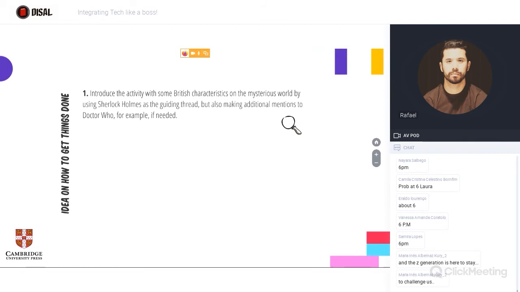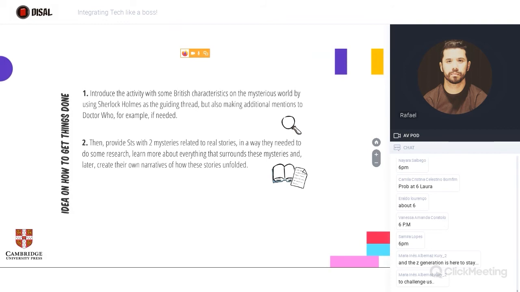And please notice this introductory mention to Mr. Holmes only serves to justify this investigative work that I expected them to do. The second point is I provided students with two mysteries related to real stories. In a way, they needed to do some research, learn more about it, learn everything that surrounds these mysteries, and later on create their own narratives of how this story unfolded.